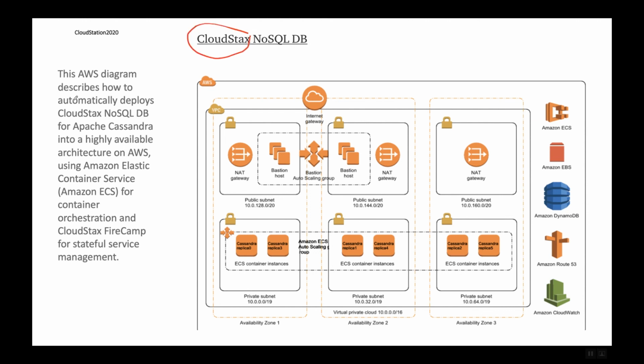So this is how to automatically deploy CloudStack NoSQL DB for Apache Cassandra in a highly available architecture on AWS using Amazon Elastic Container Service for container orchestration. So see, what is the orchestration? I don't know the exact definition, but if you speak about orchestration, it means that there is an automated process which takes care of the resources behind it. It's like an orchestra or sort of a manager. Okay. And it is giving stateful service management.